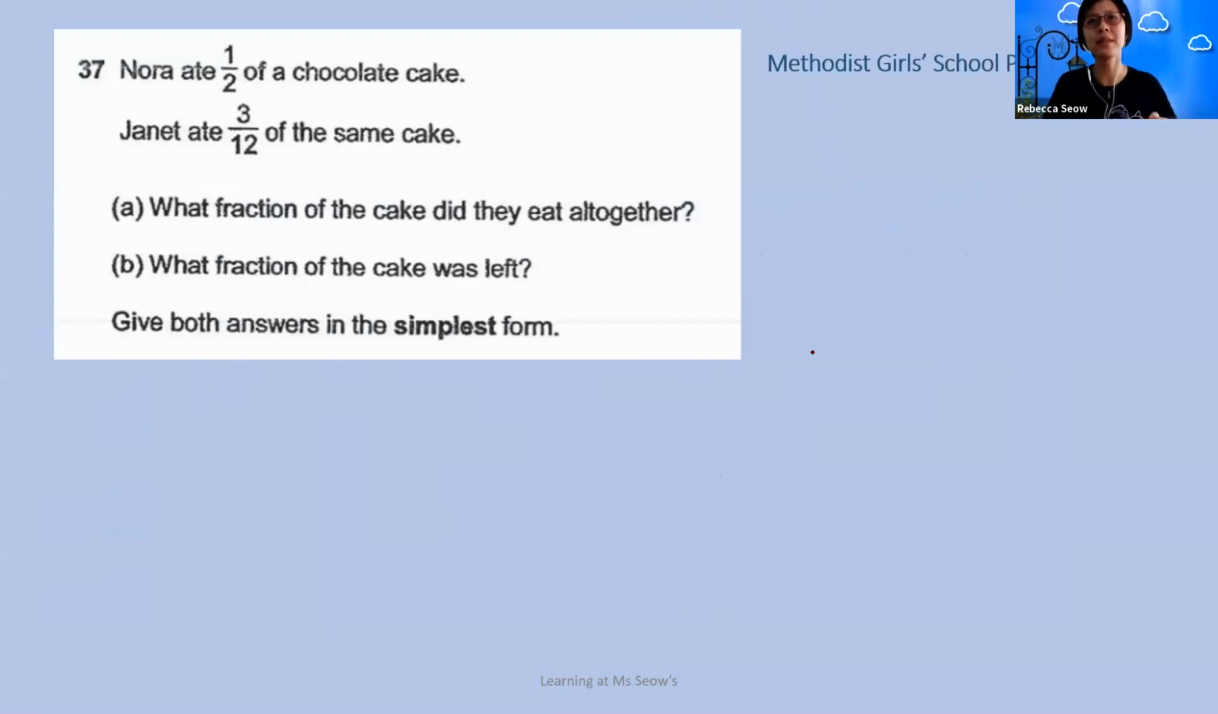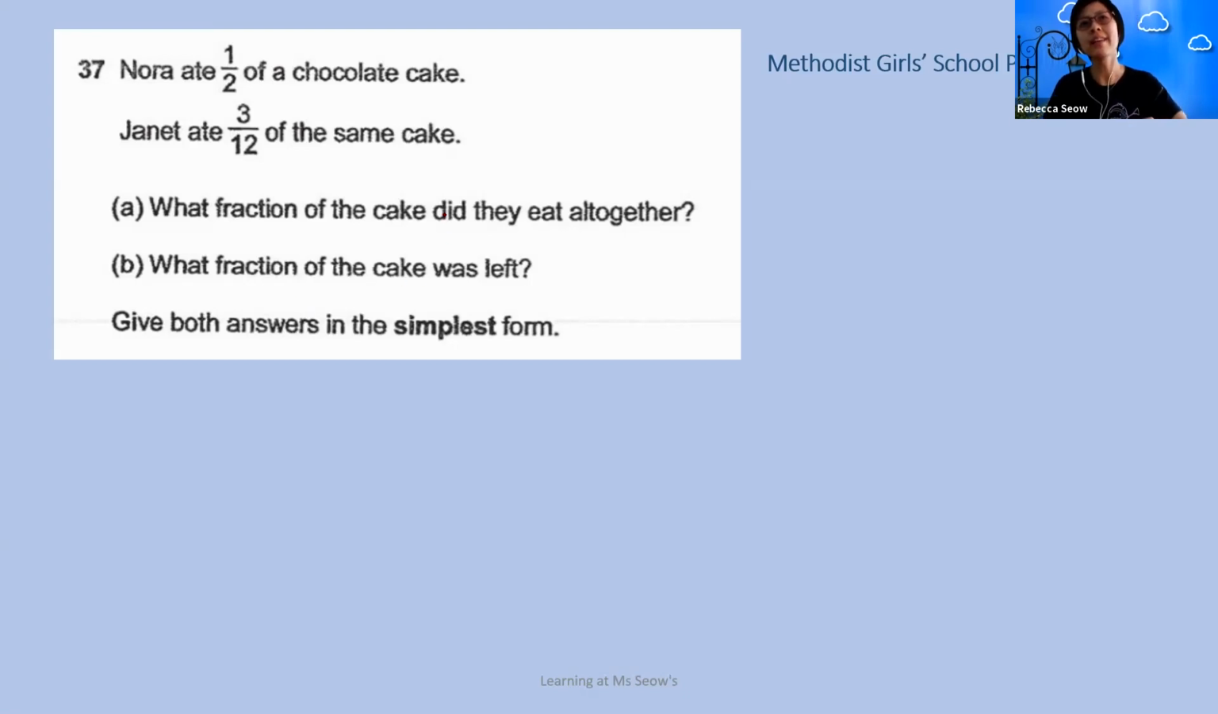This is taken from MGS, Primary 3 SA2 2019 paper. It says that Nora ate half of a chocolate cake. Janet ate 3/12 of the same cake. What fraction of the cake did they eat all together? What fraction of the cake was left? Give both answers in the simplest form.